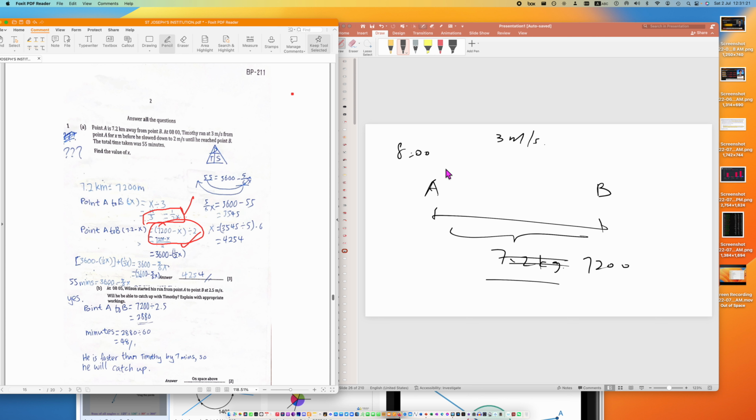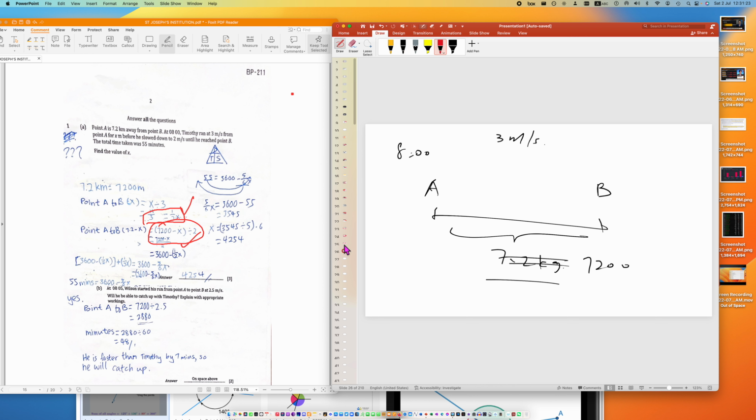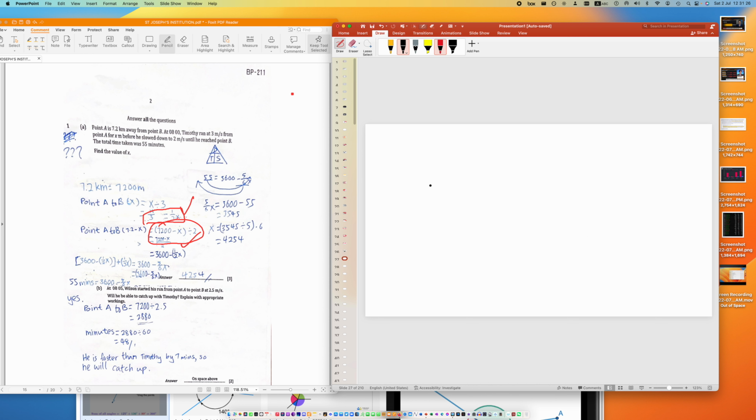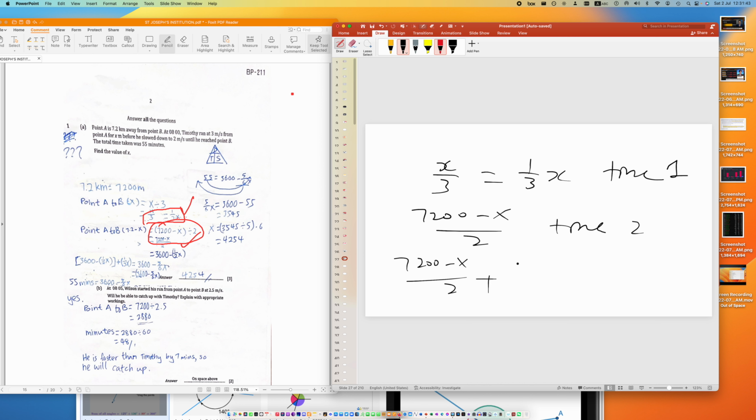How come all of this so nonsense? How come you make things so complicated? You just have this what? X over 3. This is the time 1. What's your time 2? Time 2 is 7200 minus x over 2. So just leave it like this. This is your time 2. And all you need to do is 7200 minus x over 2 plus the x over 3 is equal to your 55 minutes, which is 55 over 60. Okay? That's it. That's it. How do you continue with this?